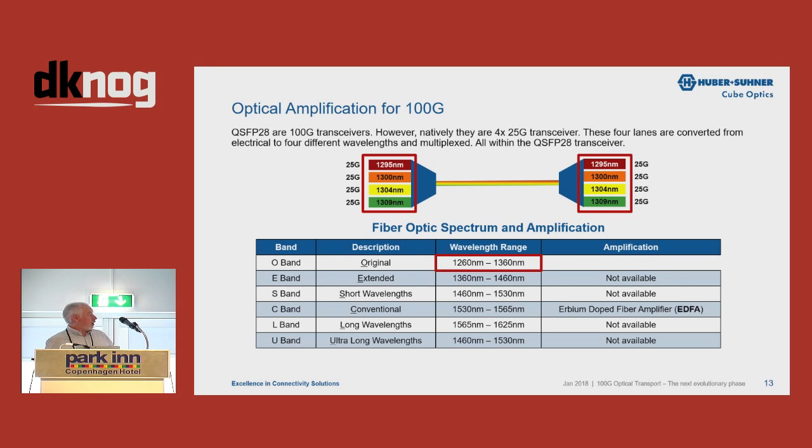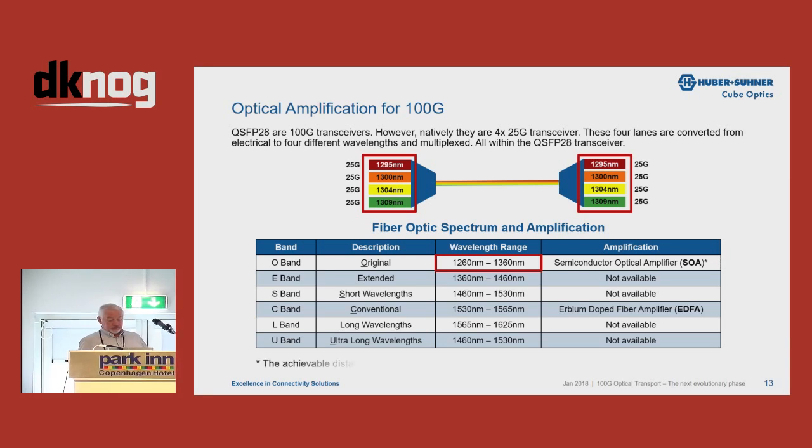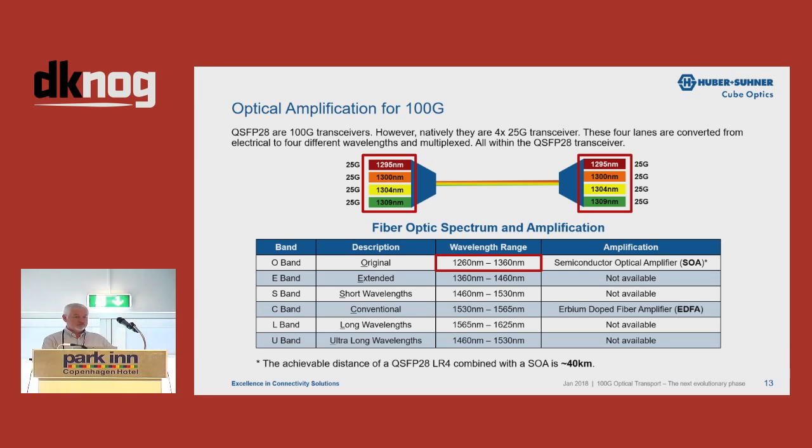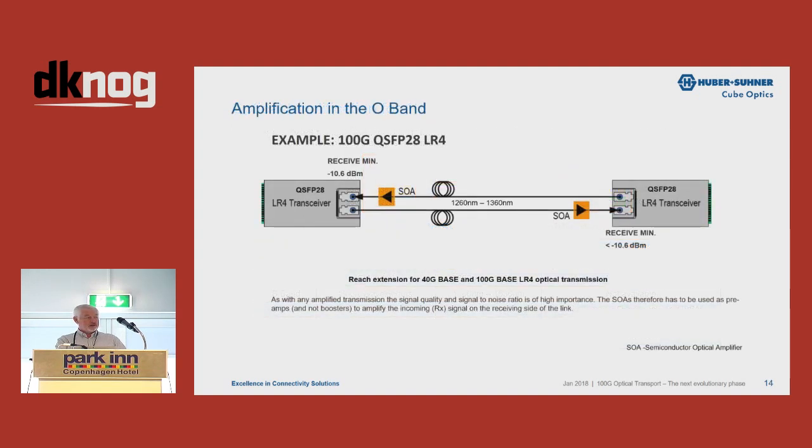Now, there's reasons why you do the DWDM, i.e. because you can reach further distances. Amplification in the O-band is limited in terms of reach because of the signal-to-noise ratios. But you can still amplify in the O-band using SOAs, semiconductor optical amplifiers. So why can't you extend that LR4 optic using an SOA amplifier to 40 kilometers? It works.